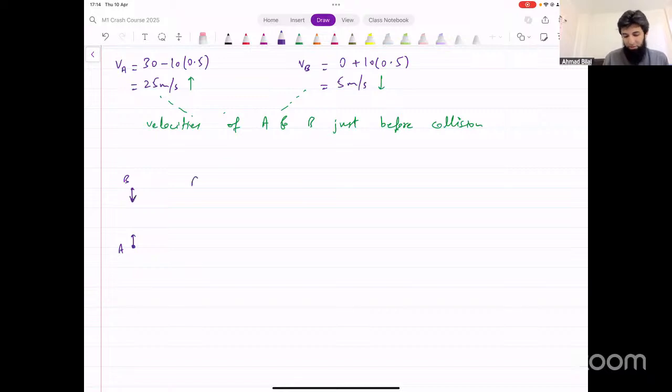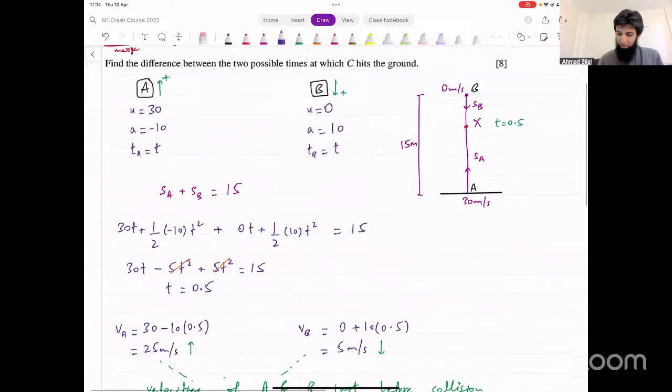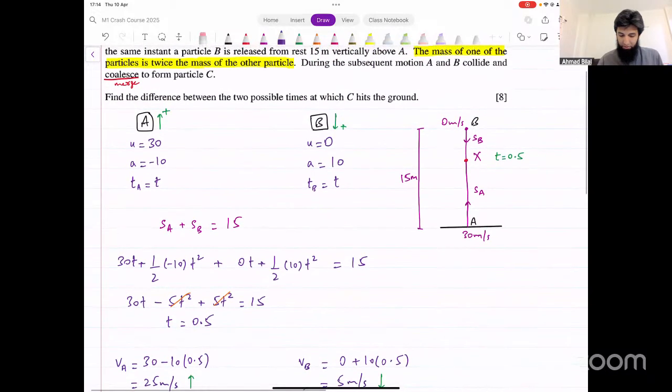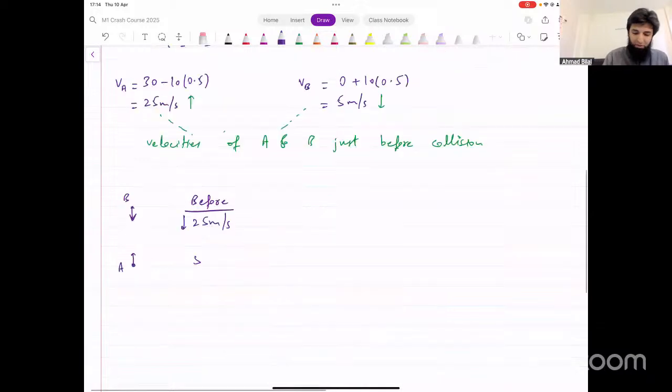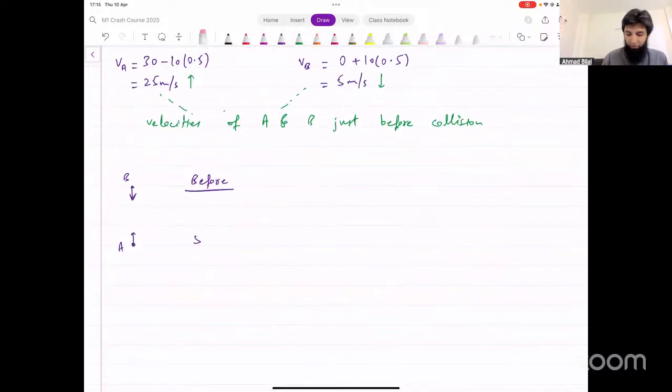Before collision, we know that B is moving downwards at 25 meters per second, and A is moving upwards at 5 meters per second. Or is it the other way around? A is moving upwards at 25. Okay, so it's the other way around, I'm sorry. A is moving upwards at 25 meters per second, and B is moving at 5 meters per second in the downward direction. That's the situation before collision.